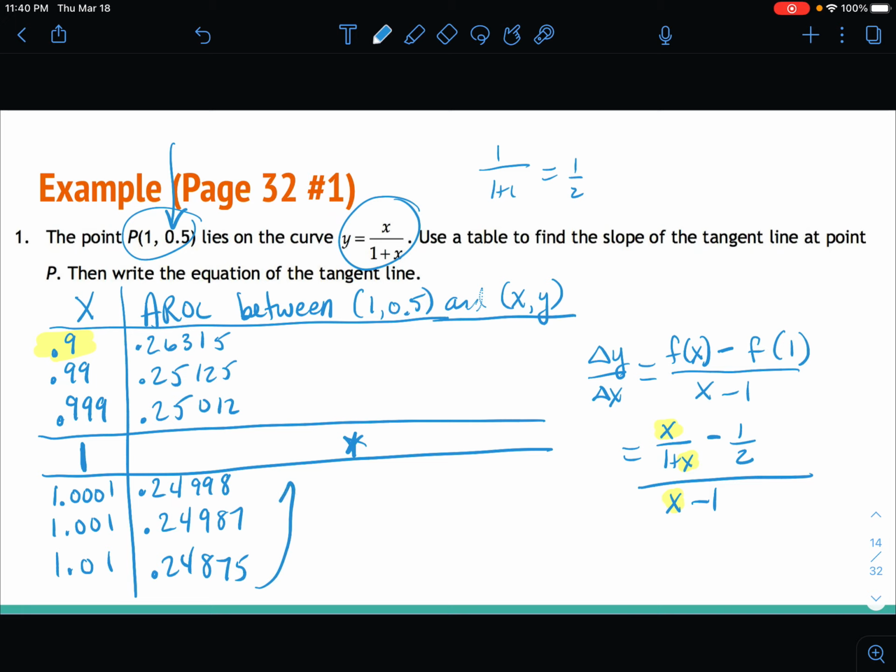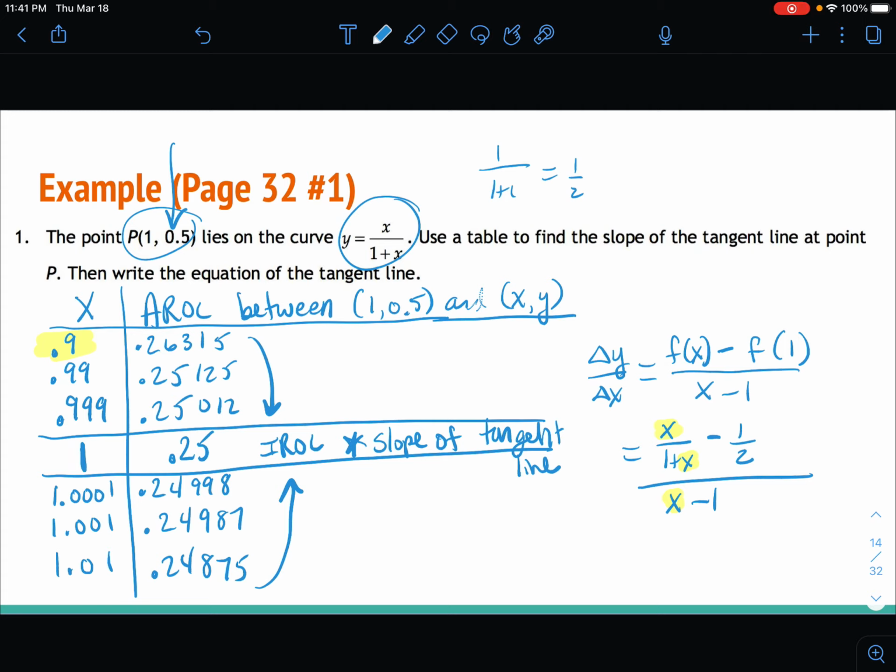So again, we're looking from here, and what are we getting closer to? 0.25012 and 0.24998. That looks like we're really close to 0.25. Okay, so this is the slope of the tangent line, which is our instantaneous rate of change.